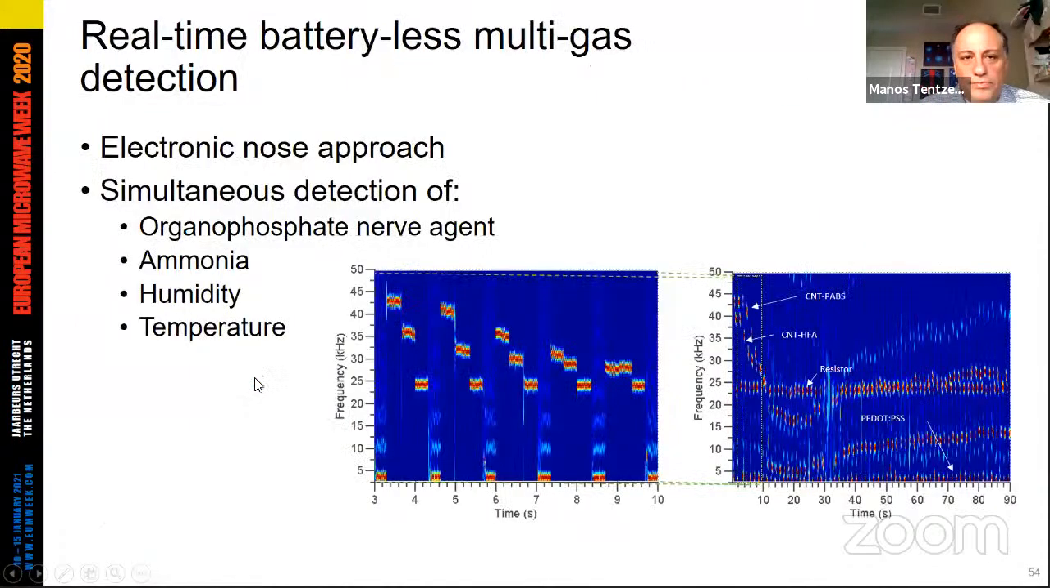Now, another idea we tested utilizing this type of fully printed autonomous modules was something we call the electronic nose or multi-gas detection. And we can do that because you may integrate multiple sensors on the same platform. Here you see sensing utilizing CNT, PABS, HFA, resistive, and PEDOT:PSS to monitor humidity, temperature, ammonia, and organophosphate, nerve agent, or fertilizer. So you can utilize humidity and temperature for self-calibration, and then you would have very effectively in time below a minute some readings of different gases or different substrates.